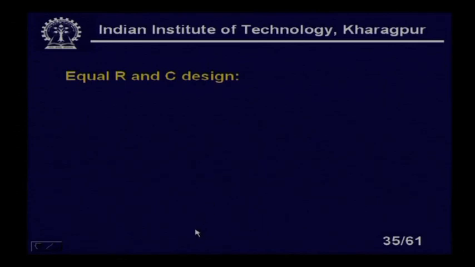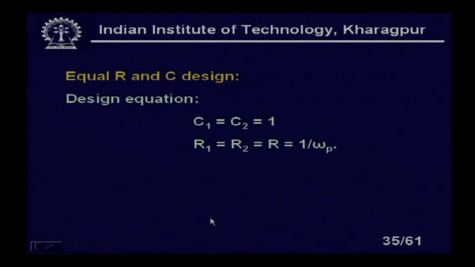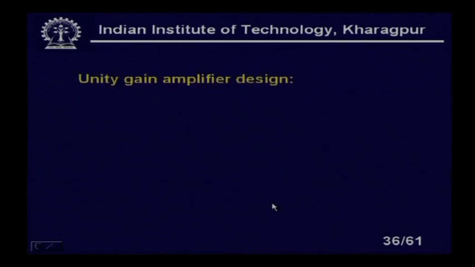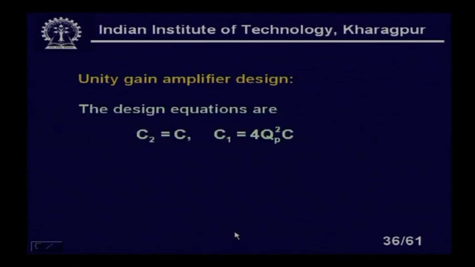Now, in the equal R equal C design for the Sallen-Key low pass filter, C 1 equals C 2 equals C, or R 1 equals R 2 equals R equals 1 upon omega p. So, obviously, small k equals 3 minus 1 by Q p. Now, for the unity gain amplifier design, the design equations are C 2 equals C and C 1 equals 4 Q p square C. See, if Q p is 1 the capacitor spread is not that much, but if Q p is 10, which is not very uncommon, the capacitor spread will be extremely high.